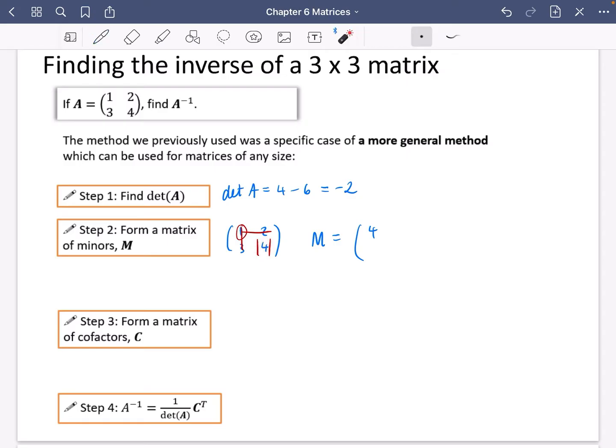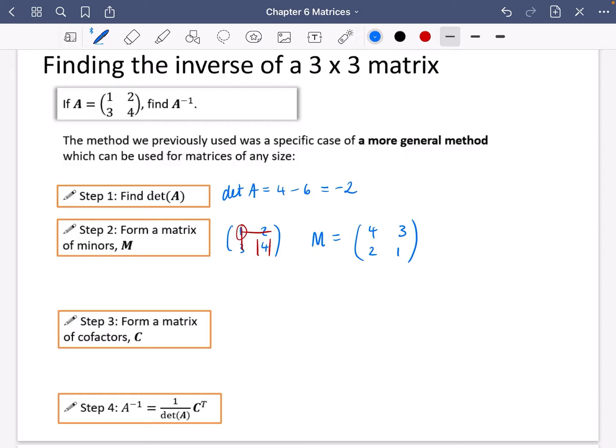Then I do the next part: the minor for 2. The minor of 2 will be the leftover part, which is 3. The minor of 3 will be the leftover 2. And the minor of 4 will be the leftover 1. So that's what you've got there: your matrix of minors. Remember, we learned about minors earlier on.